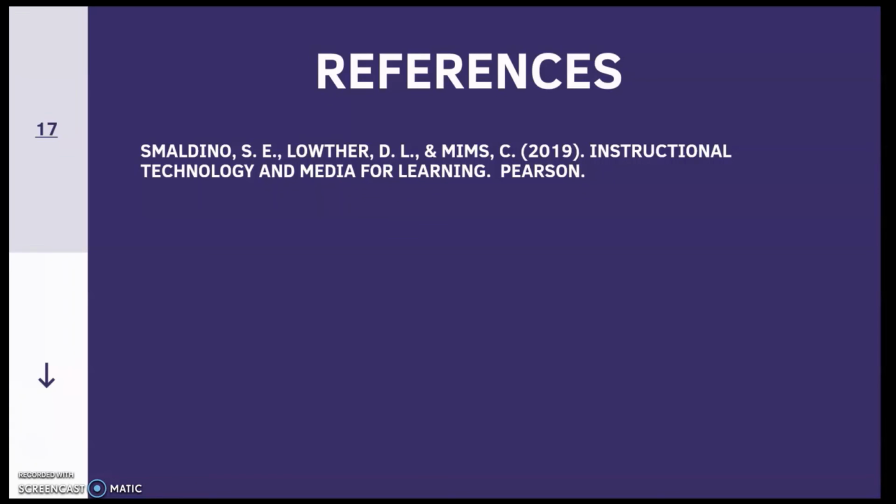And just to lead by example, this is a reference of the textbook that I used for some of the information that I shared in this lesson.